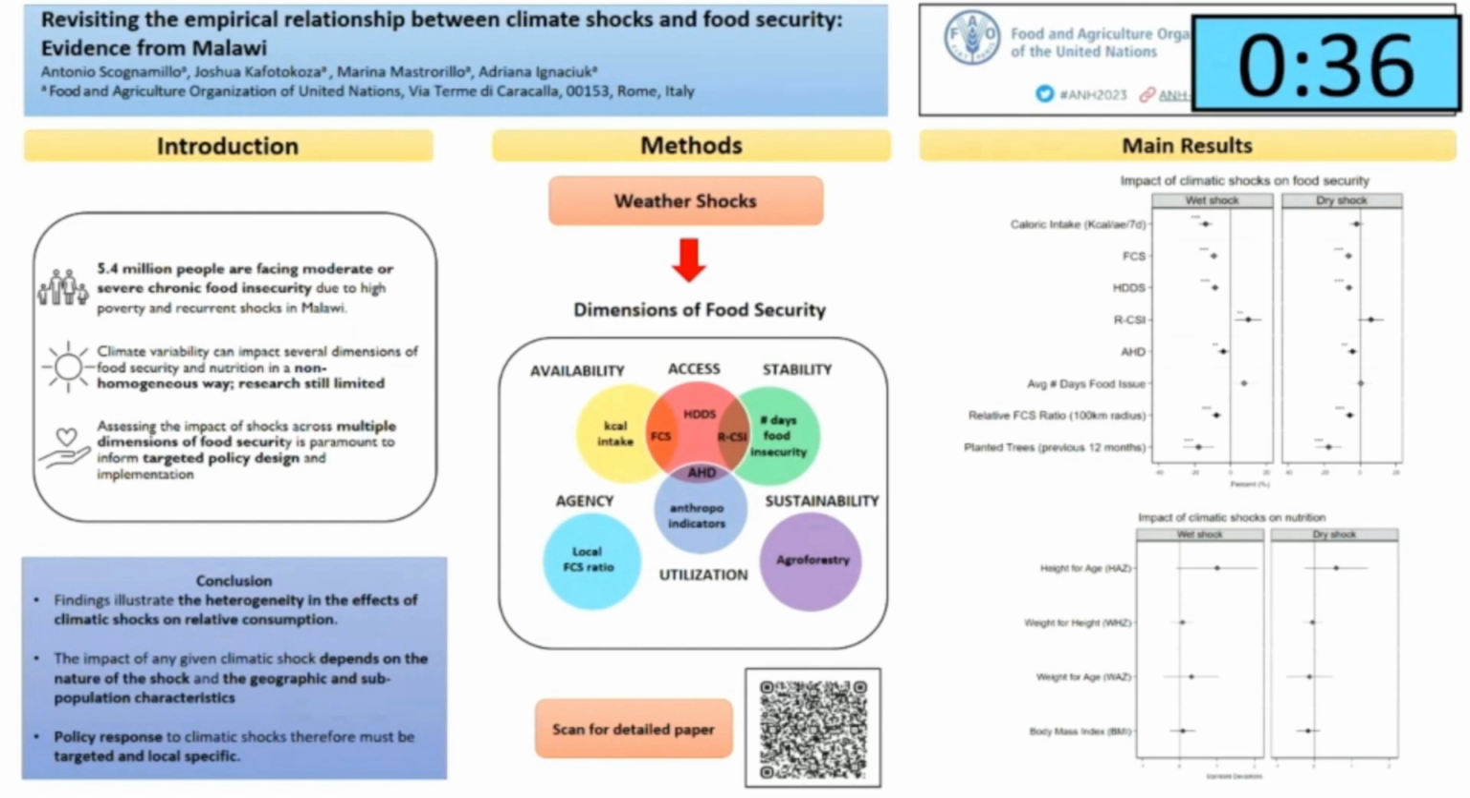This is a complex question. We attempted to address it by using a robust measure of climatic shocks, assessing all dimensions of food security, and disentangling the effects across food category, gender, and agroecological zones.